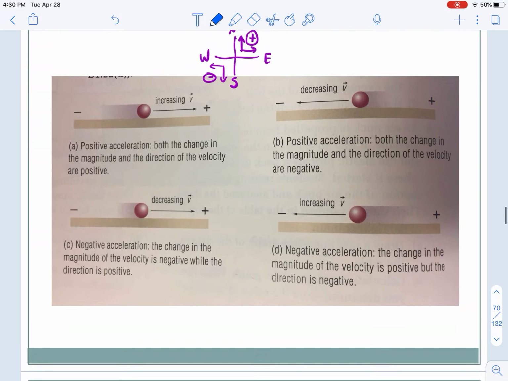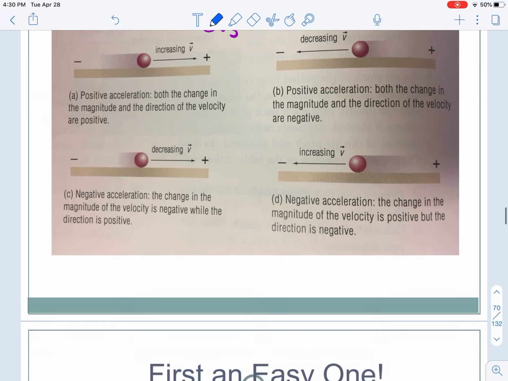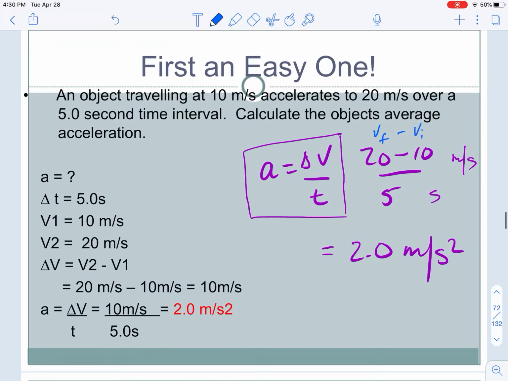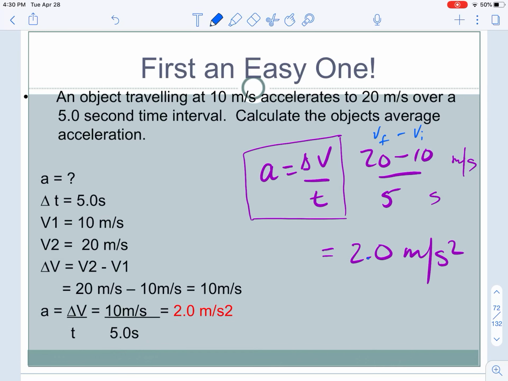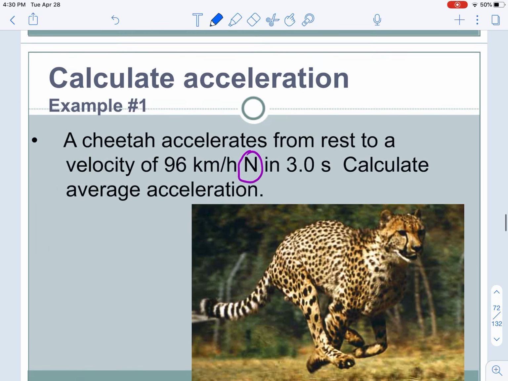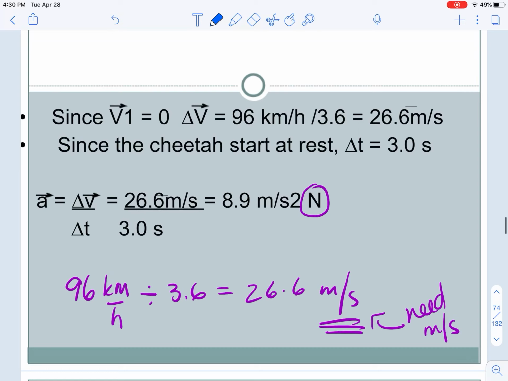Okay, so just practicing the change in velocity over change in time. We've got some examples here, and they're all fairly easy, really. You're going to make sure that you're doing final minus initial. So the final minus the initial velocity, 20 minus 10 over the change in time of 5 seconds. And you get an answer of 2.0 meters per second squared. Remember, acceleration is meters per second squared because velocity is in meters per second, time is in seconds, so that makes it meters per second squared.